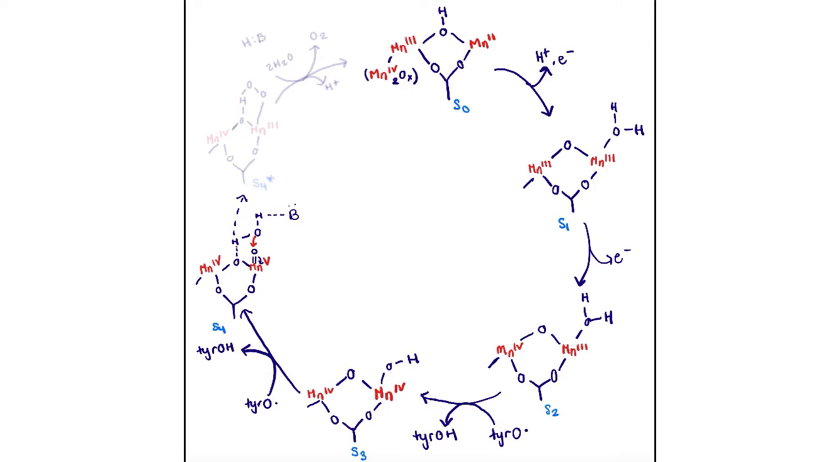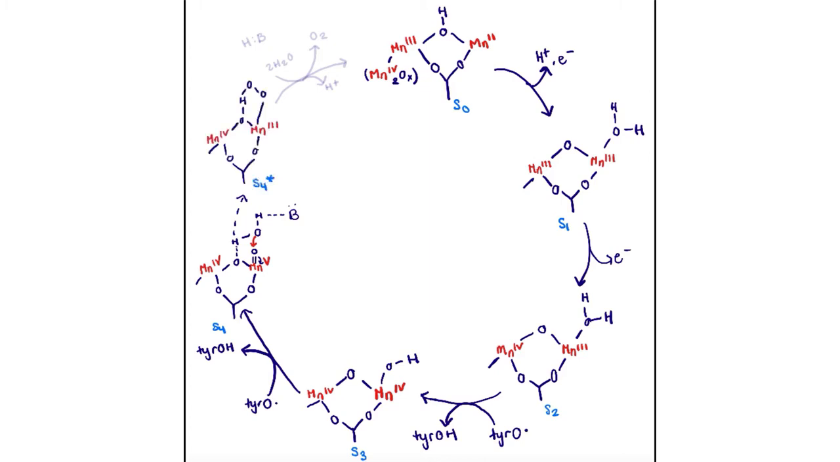From the S3 state to the S4 state, there's ligand dissociation with an unknown base. Finally, from the S4 state to the S0 state, there is a ligand exchange where the oxygen is released. This whole process happens at almost the speed of light. The final result is that it produces a dioxygen and a hydrogen ion.